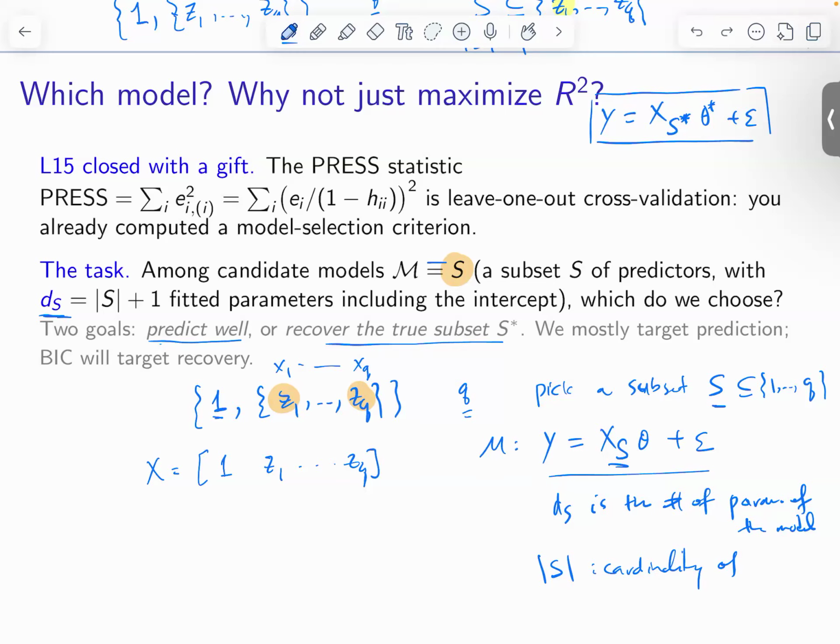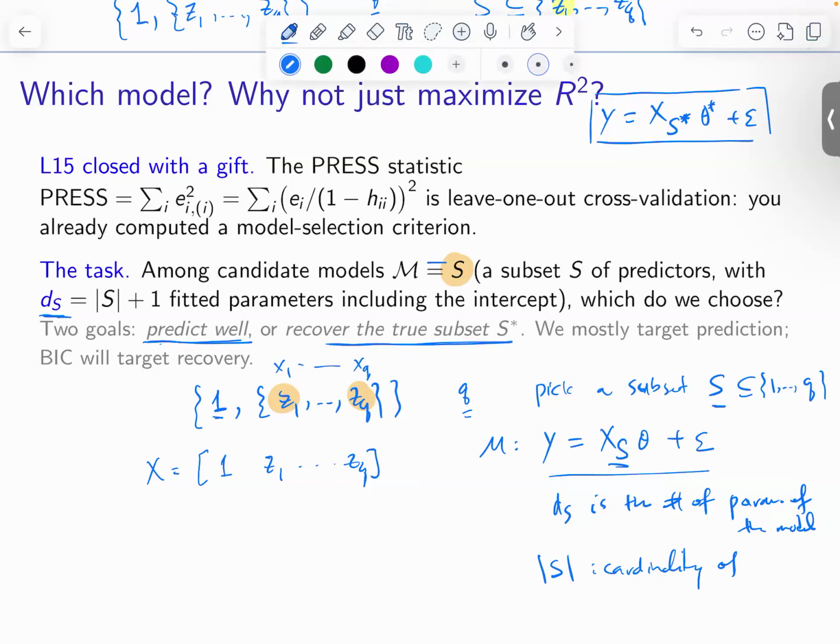So the question is, among these, which one do we choose? There are two goals. One goal could be to predict well, choosing the model that predicts the best. This is very general, and this is going to be the bulk of the lecture: focusing on defining a prediction criterion or prediction error that then allows me to pick a model based on it. The other criterion is to recover the true subset S star.